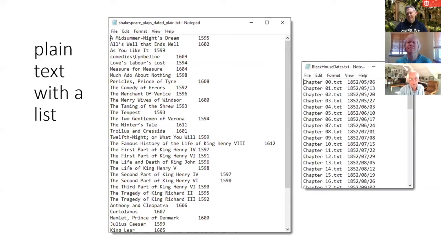Here's another example of plain text with a list. I did this one much more recently. I was working with the Dickens novel Bleak House, and so I had the various texts as separate chapters of the novel, and I went to the trouble of looking up when it was that Charles Dickens was writing it. He started in May 1852 and went on right through to chapter 65 or 66 in the following year. And so I made a little list and imported that, and then it's possible for the system to remember what the dates are.